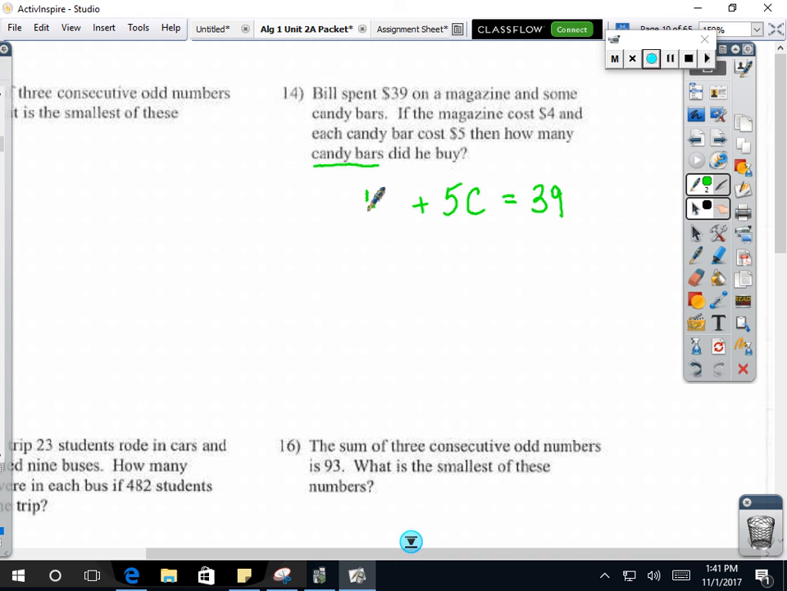A $4 magazine. Why do we not need to put like 4M? Right. He only bought one. Okay, so that's a one-time, that's a constant. He's only going to pay $4 once for one magazine. But he's buying several candy bars at $5 each. So now to figure out how many candy bars he's buying, what do I do? Subtract 4. Right. And so that means he bought 7 candy bars.